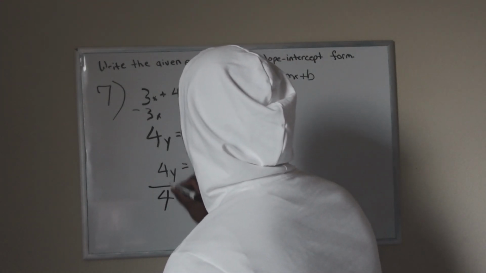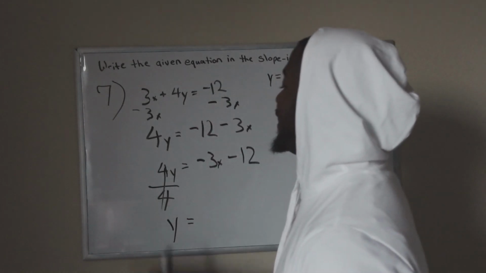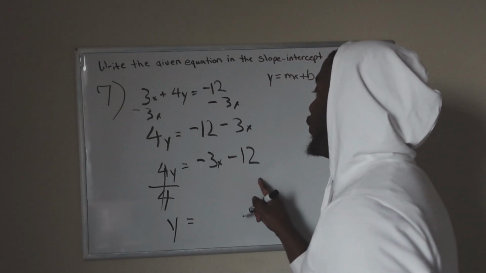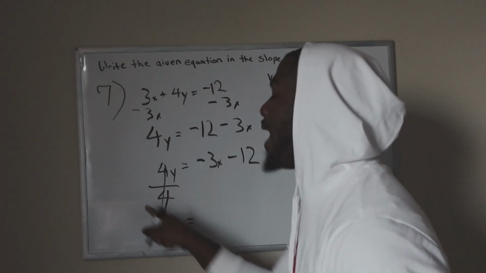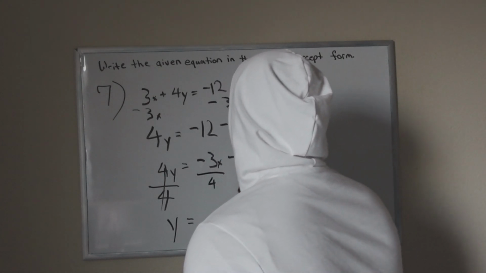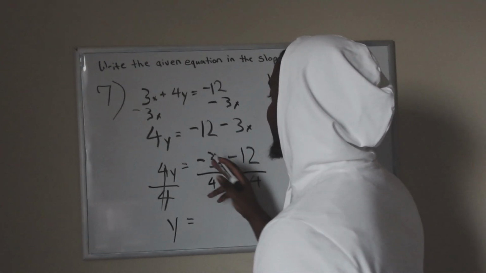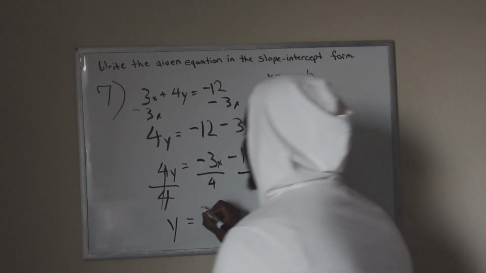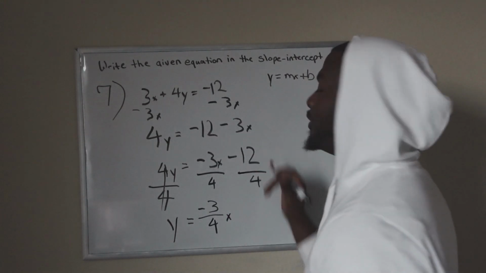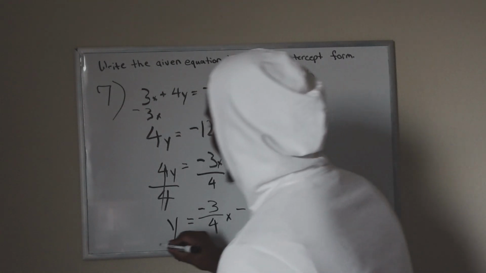So once we divide by 4, this goes away. Now you just have y. But what you do to one side of the equation, you do to both of them. So we're going to divide both of these numbers by 4 because we divided the y by 4. So we have negative 3x divided by 4 minus 12 divided by 4. Negative 3 divided by 4 is just negative 3/4 x. And 12 divided by 4 is 3. So minus 3. And that's all it is to it.